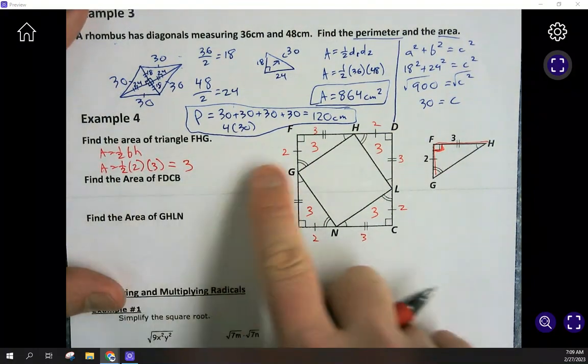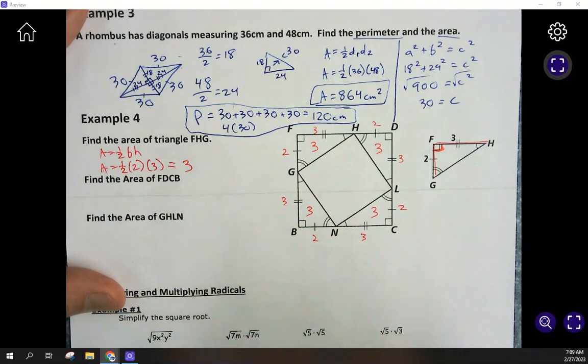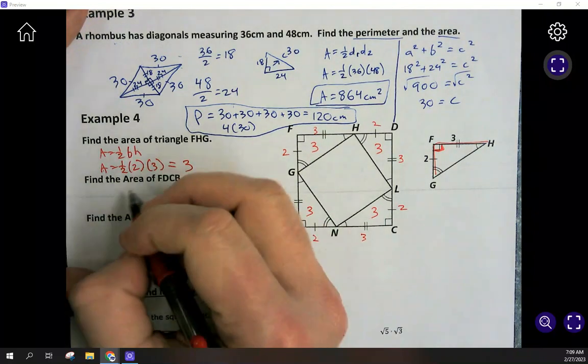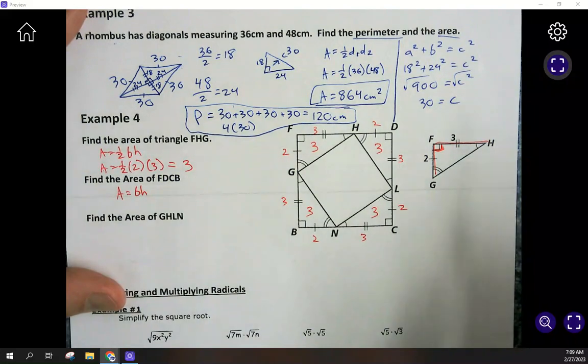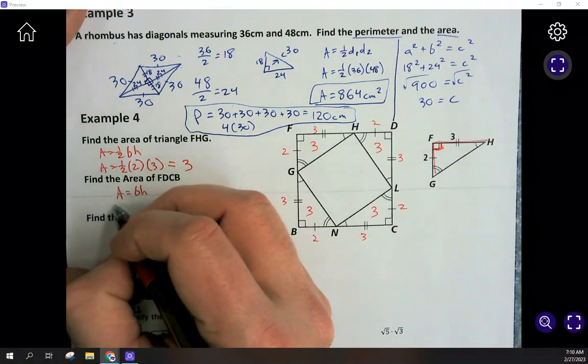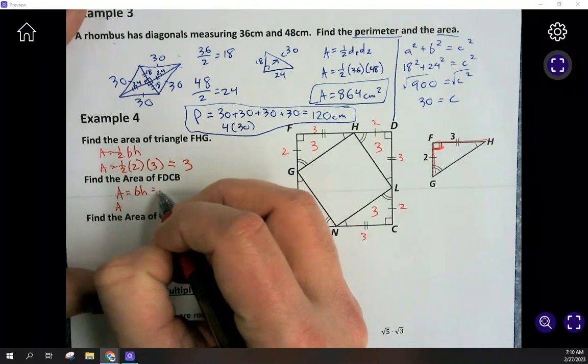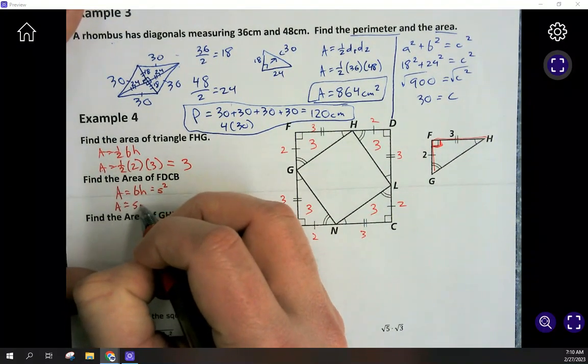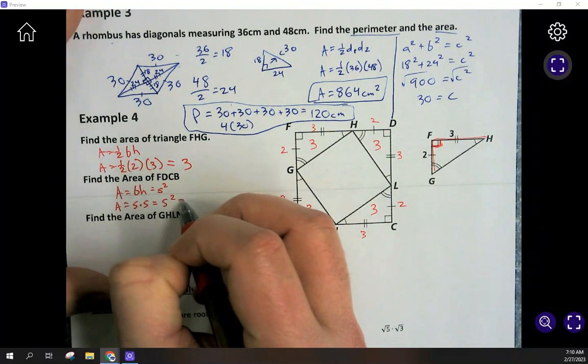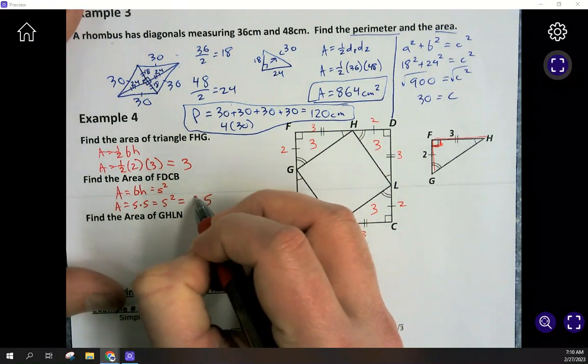Now find the area of FDCB. That's a square. Area of a square is side squared or base times height. The base and the height are going to be the same, 5 times 5, so that's the same as writing sides squared, which in this case is 5 times 5 or 5 squared, which is 25.